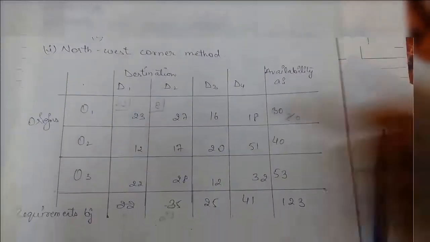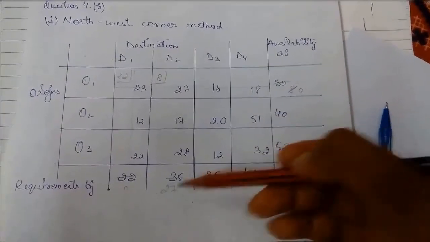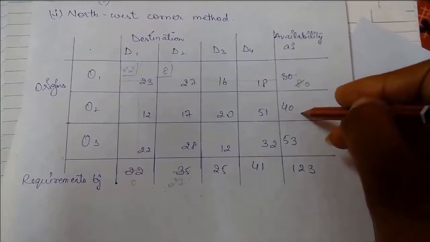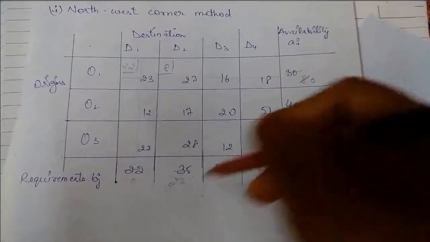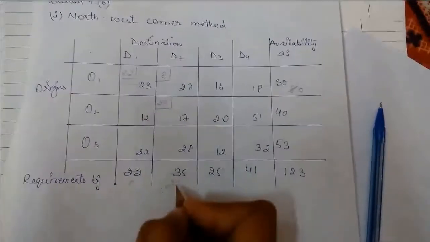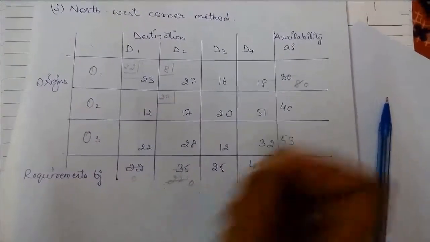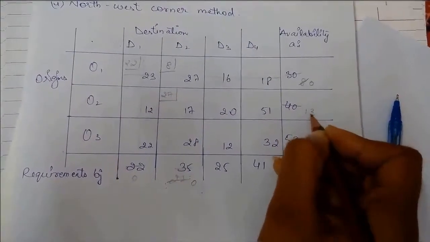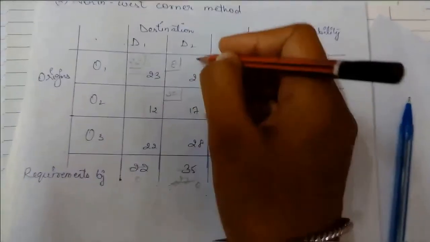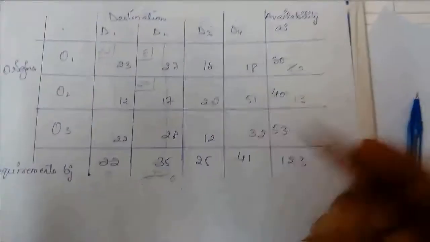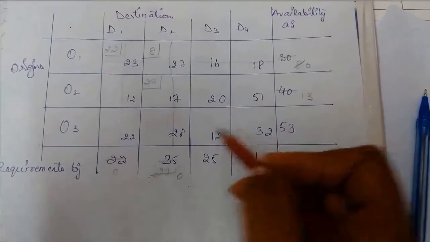Now the northwest corner is this one. Requirement is 27 and availability is 40. So we will have to allocate this 27 here, which will become now 0, and subtract the 27 from 40. Now it will be 13, and we will cut this column also. Okay, now we have these cells left.